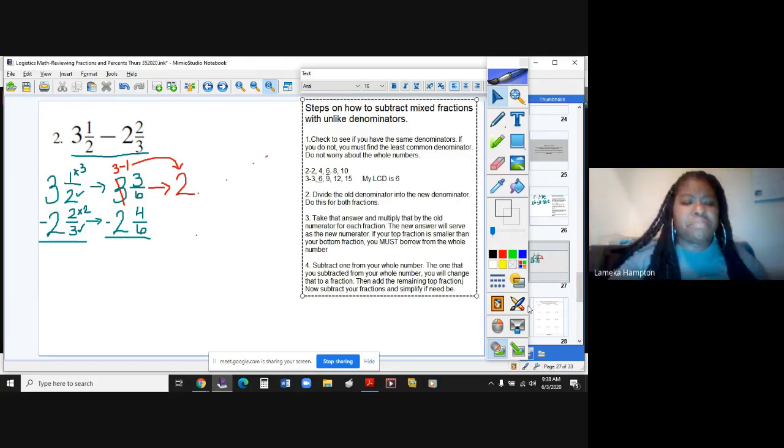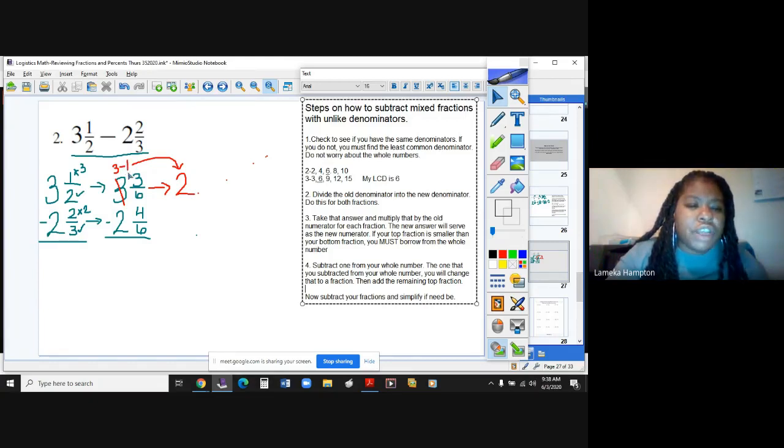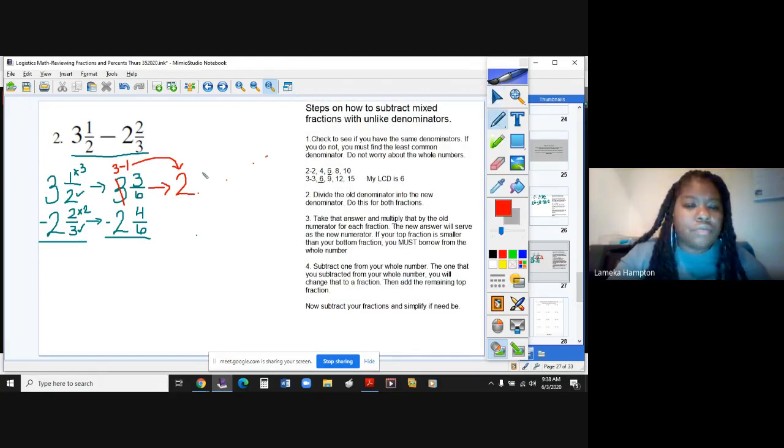Now let me make sure that I explain what I just typed out to you. The one number that you took away, so when we took 3 minus 1, we are going to focus on this 1. The 1 that you took away, the 1 that you borrowed, you're now going to change to a fraction. And when I do this, this is what I have. I have 9 over 9.